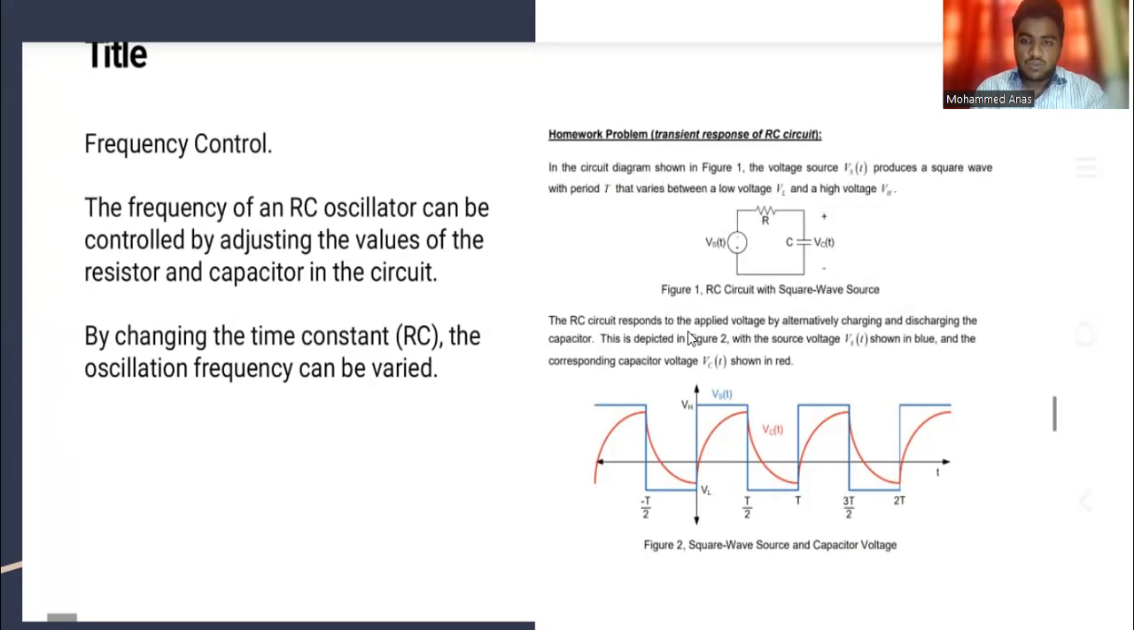The RC circuit responds to the applied voltage by alternately charging and discharging the capacitor. The display in figure 2 shows the source voltage Vs(t) in blue and the corresponding capacitor voltage Vc(t) in red. As you see here, the blue lines are the source voltage waveform and this is the capacitor voltage in red. This is the oscillation of the RC oscillator produced by the square wave source and capacitor voltage.